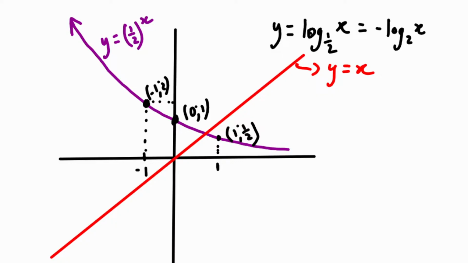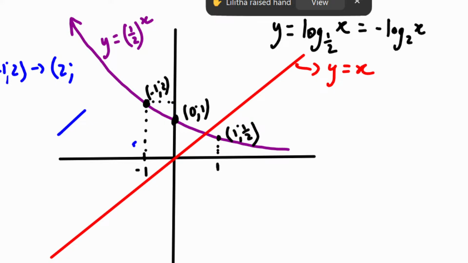So let's do this now. We're going to swap every point. And again, I'll draw this in a different color. So if I look at the point (-1, 2), let's write a list of our points. The point (-1, 2) will become (2, -1) under the inverse.